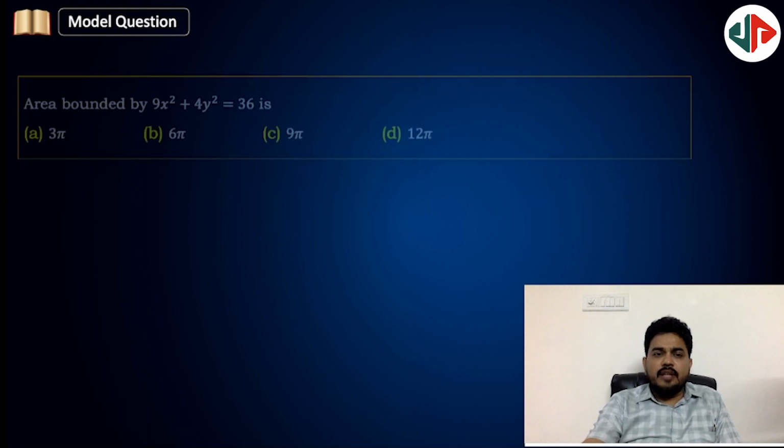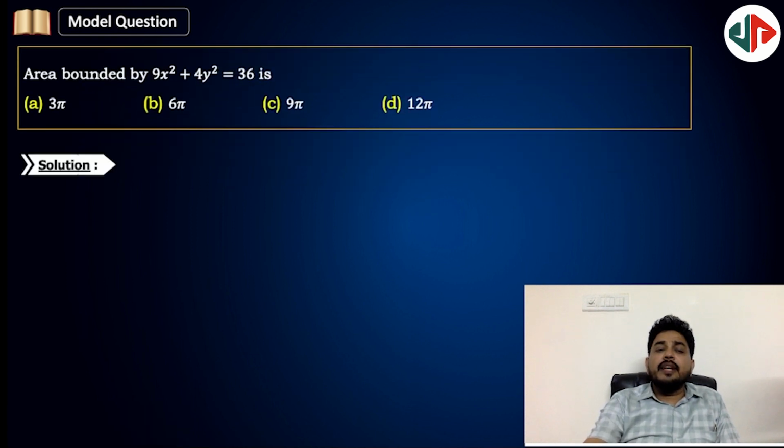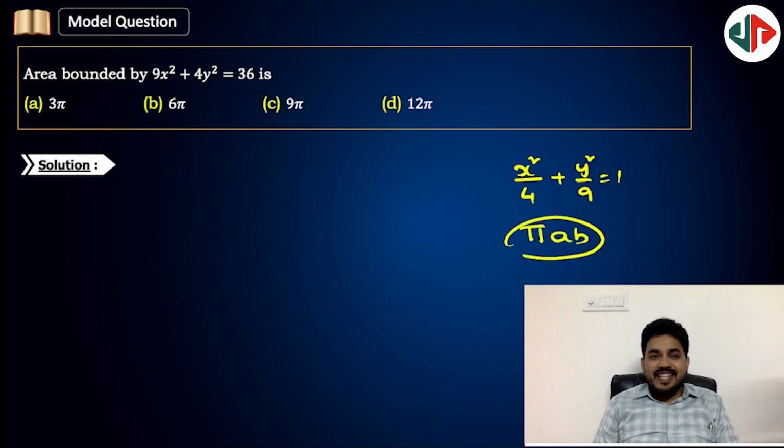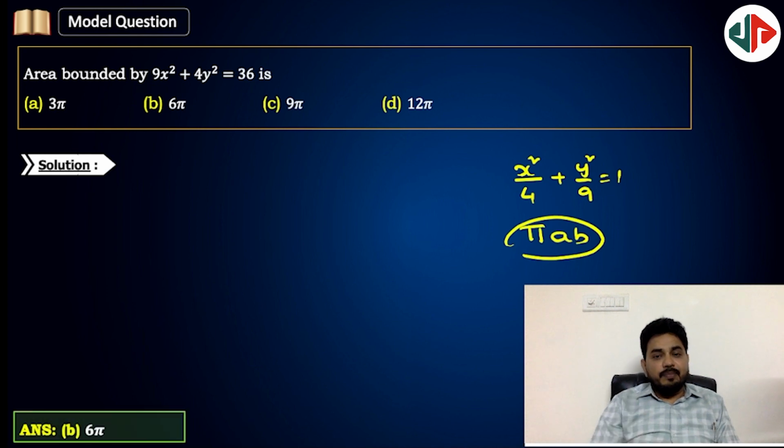Next question, area bounded by the ellipse. The equation is x square by 4 plus y square by 9 is equal to 1. Area is pi AB. So here 3 twos are 6, 6 pi will be the answer.